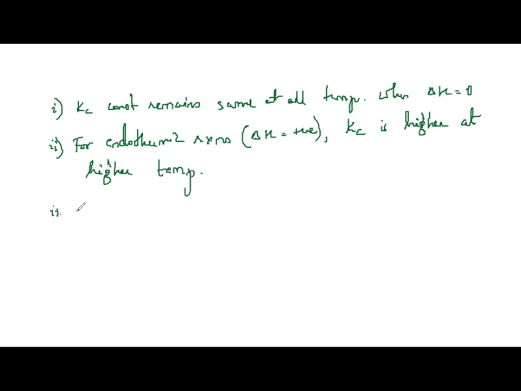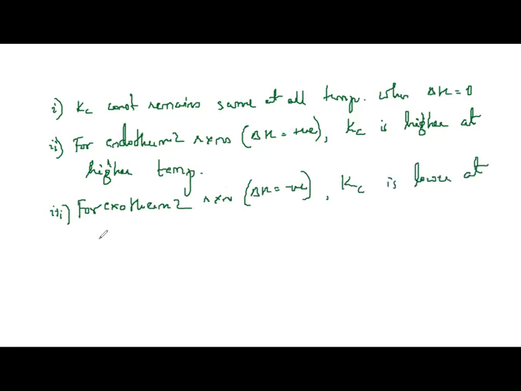And third, for exothermic reactions, where delta H is negative, the equilibrium constant is lower at higher temperatures. And we come to these conclusions because in the first case we have seen, we'll take it like this.